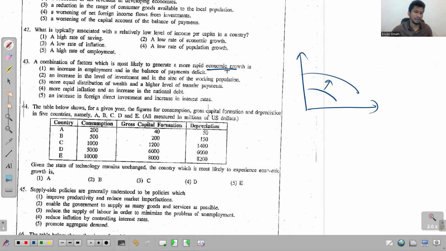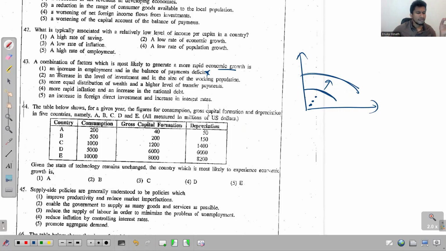Right, then let's see what the answer is. An increase in employment. See, an increase in employment means right now the resources are unemployed. Right now the economy is here, but unemployment reduces, if not, employment increases. But does that ensure that the productive capacity increases? No. If the productive capacity is not increased, then there's no economic growth. So this option is wrong.